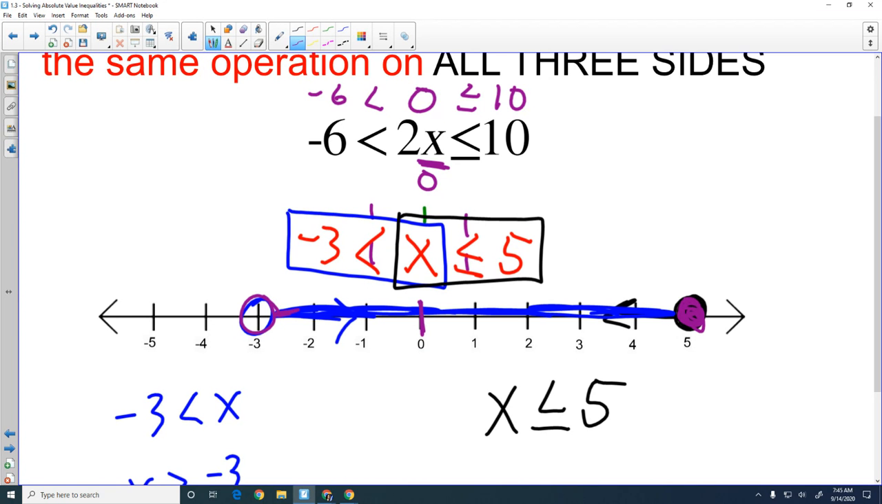Questions so far on graphing these compound inequalities? Hopefully it's not too tricky. Okay. We're doing all right.